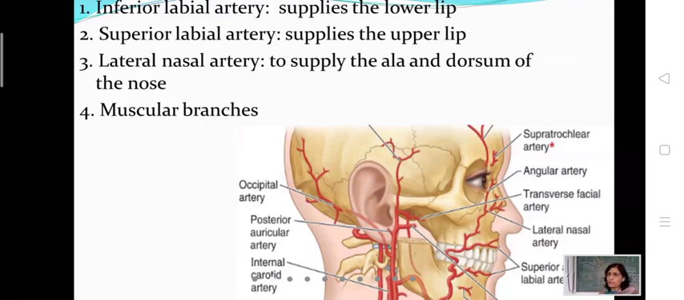So one important thing with the facial artery is that this artery is tortuous. Second important thing with facial artery is that it undergoes a lot of anastomosis. How does it undergo anastomosis? First, these branches of facial artery, the superior labial artery and the inferior labial artery, anastomose with the similar arteries, the same named arteries of the opposite side of face.